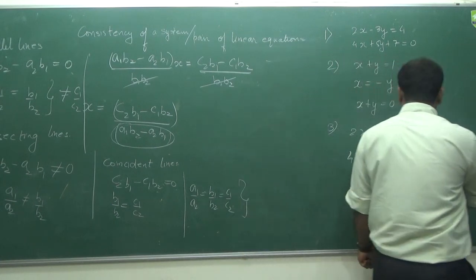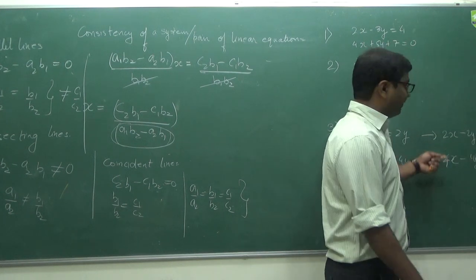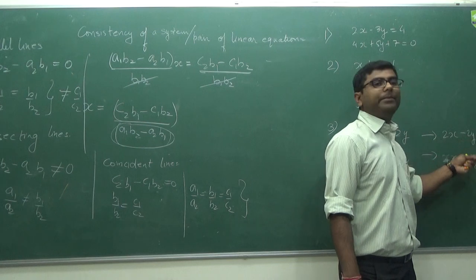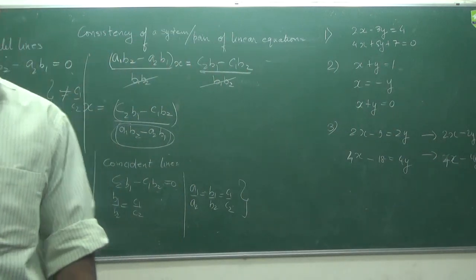Actually, I am doing it directly. You guys should write like this. 2x minus 2y minus 9 equals 0. Always reduce in this form: A1x plus B1y plus C1 equals 0. And this is equal to 4x minus 4y minus 18 equals 0. So A1 by A2 is 2 by 4, half. B1 by B2 is half. They are coincident. Making sense, Veda? Next.